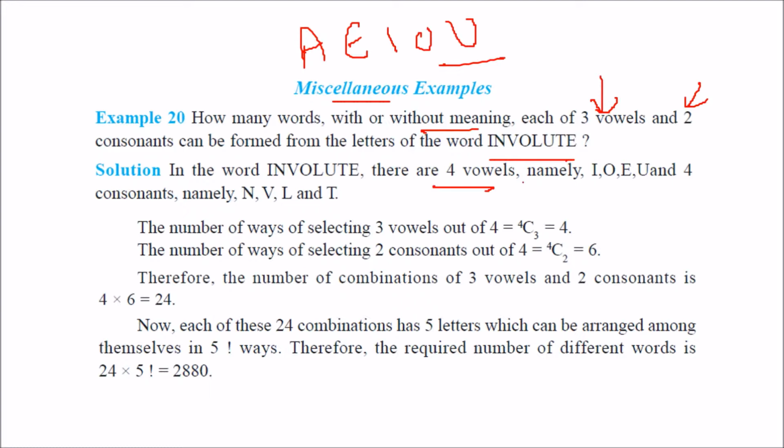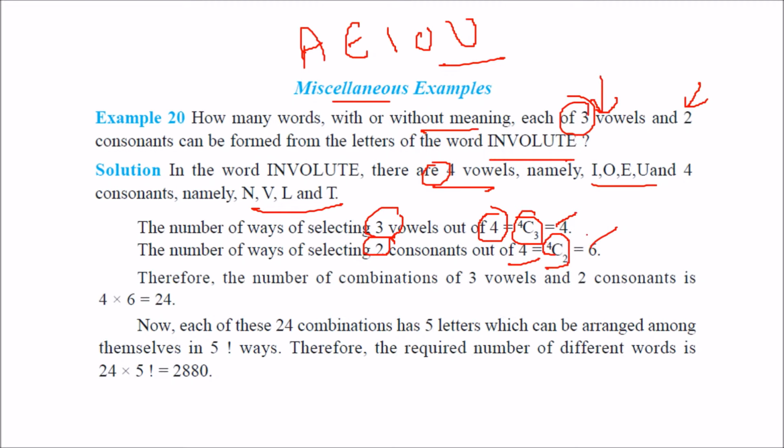So there are four vowels: I, O, E, U. If you find it out, it will be 4. And we have another four left, which are known as consonants. So we have to choose 3 vowels. There are 4 available and we have to choose 3. So 4C3 is the number of ways of selecting 3 vowels from 4. In a similar fashion, to select the consonants, 4 consonants are available. So 4C2 is the way.